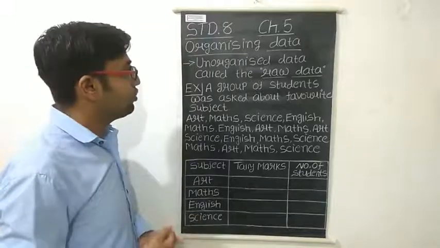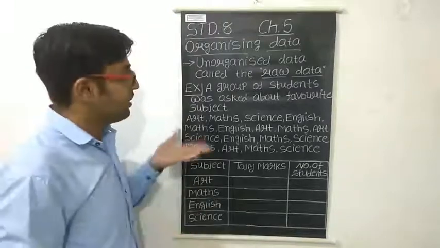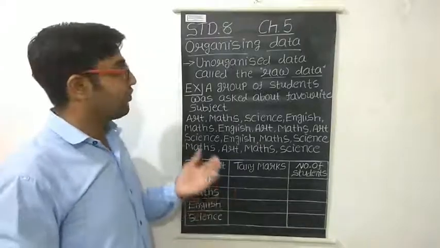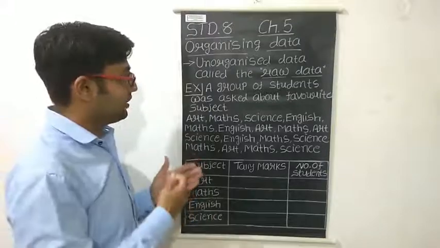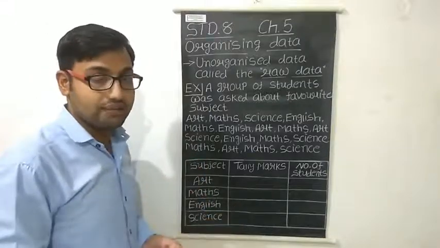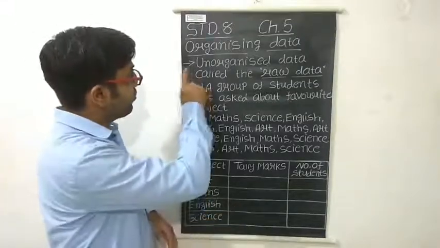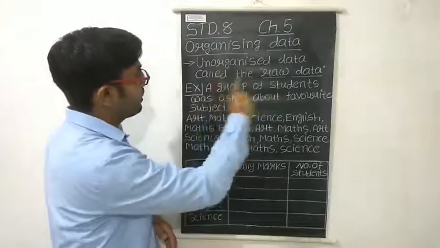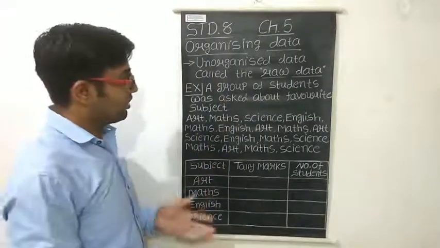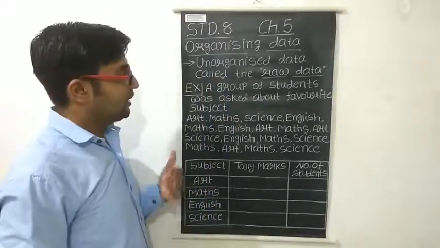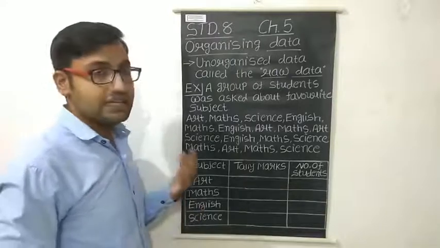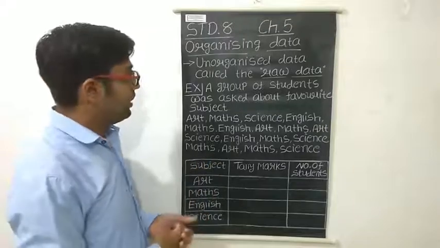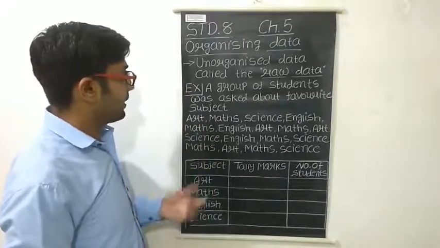So why do we need to organize the data? Because whenever we collect data, it is not necessary that the data is organized. The data which is not organized, that is unorganized data, is called raw data. The data which is not in a proper manner, not in an arranged manner, is called raw data. So let us understand this topic by taking an example.